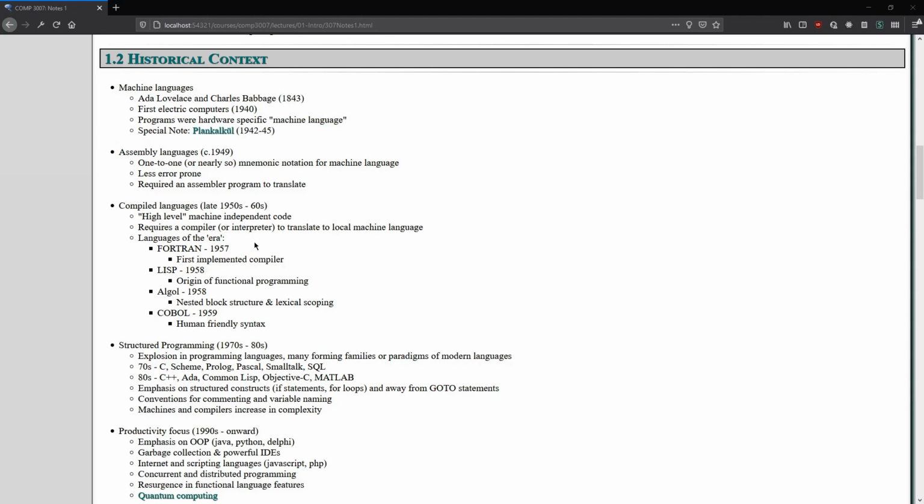Now, a bunch of languages of the era might be familiar to you. Fortran emerged in 1957, which was the first language to implement a compiler. Lisp emerged in 1958, which was the originator of the entire functional programming paradigm, which had a bunch of useful features like garbage collection and such, which were novel for the day.